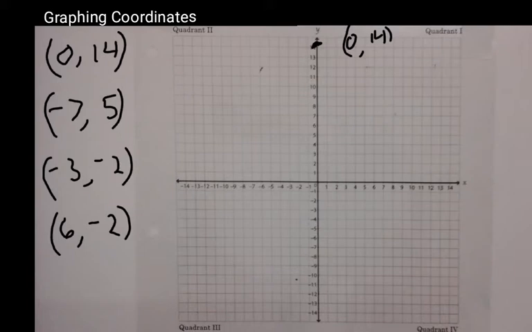Remember also that when you have an ordered pair, you have to have these parentheses and a comma. So you have your two numbers, x-coordinate, y-coordinate, a comma separating them, a left parenthesis, and a right parenthesis. And we're going to go from the origin 7 to the left and up 5. So we go 7 left, up 5. Put a dot in there. (-7, 5). And (-3, -2): 3 to the left, down 2.